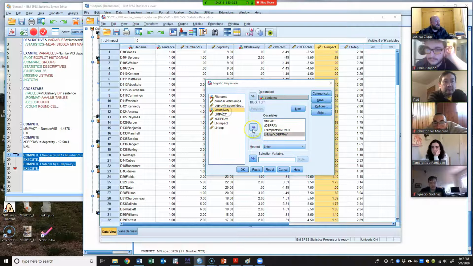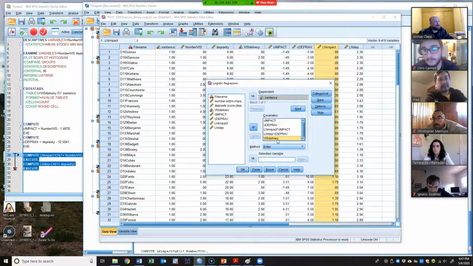And then the last variable I have is my VIS delivery. And Sean, we'll just keep with you. What's going on with VIS delivery? What's happening here? It's categorical. It's categorical, right? And so normally, if we were running a regression, how would we deal with that? Set it up as dummies. Set it up as dummies.